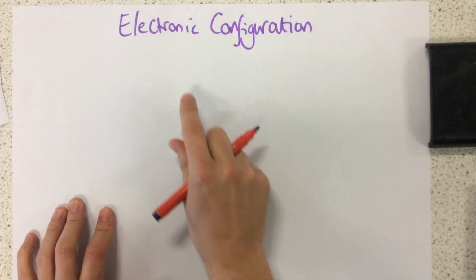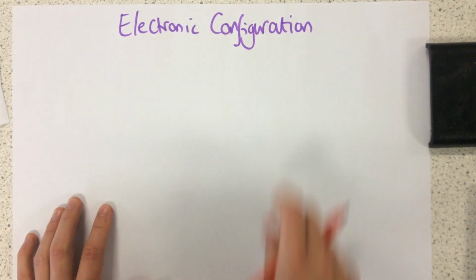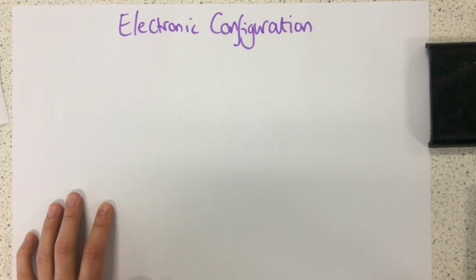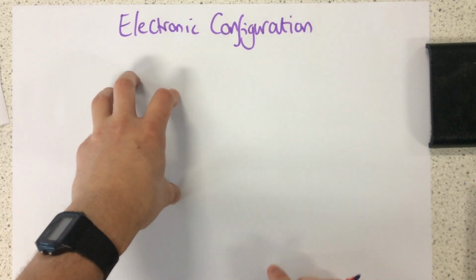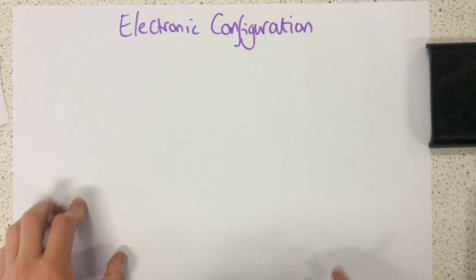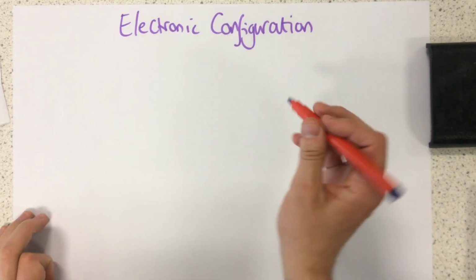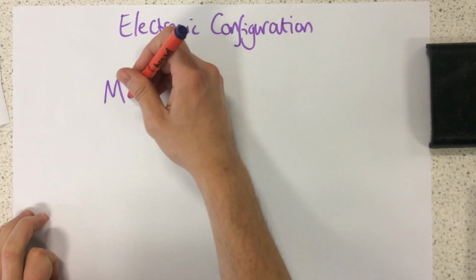Okay, today I'm going to talk to you about electronic configuration. All that electronic configuration means is how the electrons are arranged in shells. So we're going to dive straight in and see how to do this. Let's imagine we were looking at magnesium.